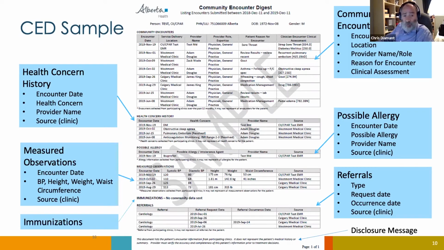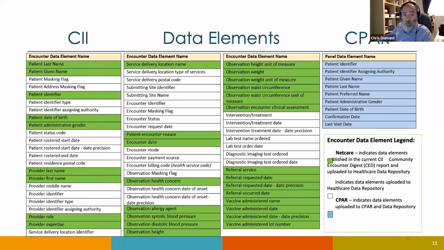And there's an immunization section as well. Apologies that our sample CED doesn't have the immunization section, but basically what shows up here is some basic information about immunizations, and I'll show you where that comes from. And hopefully you've all seen this as well. This slide has a list of all of the data elements that are pulled through the CII-CPAR project.